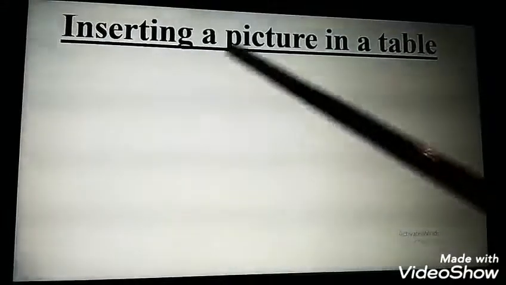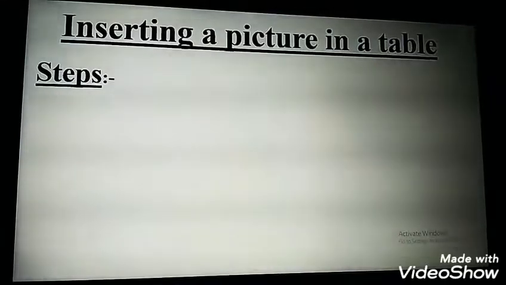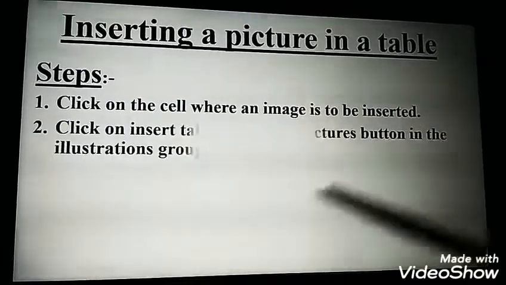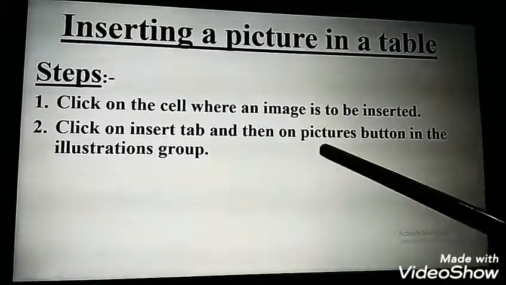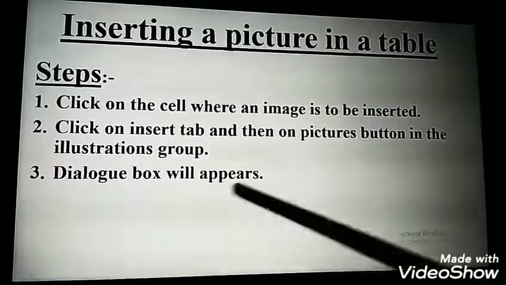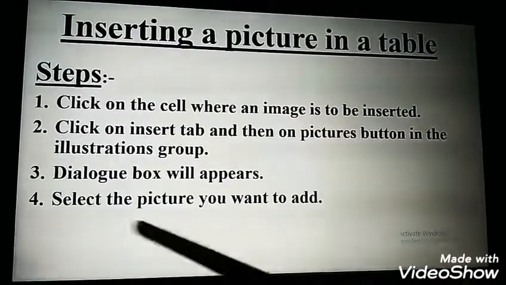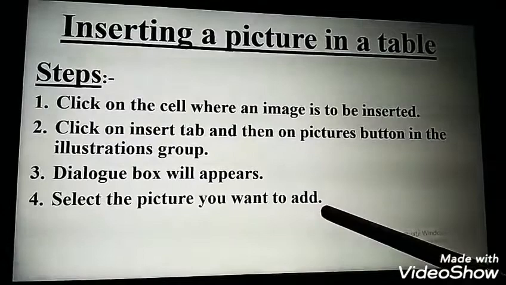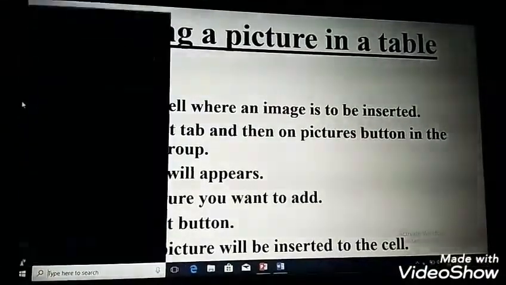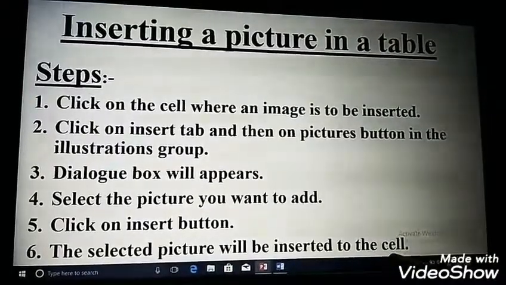Next is inserting a picture in a table. How to insert a picture in a table? The steps for that are: first, click on the cell where an image is to be inserted. Then click on the Insert tab and then on the Pictures button in the Illustrations group. Third, a dialog box will appear. Then select the picture you want to add and click on the Insert button. The selected picture will be inserted into the cell.